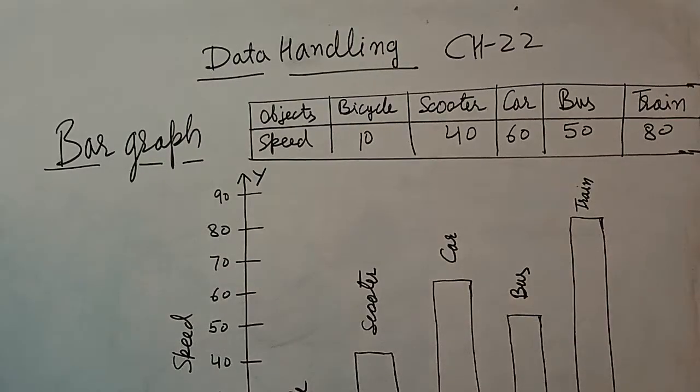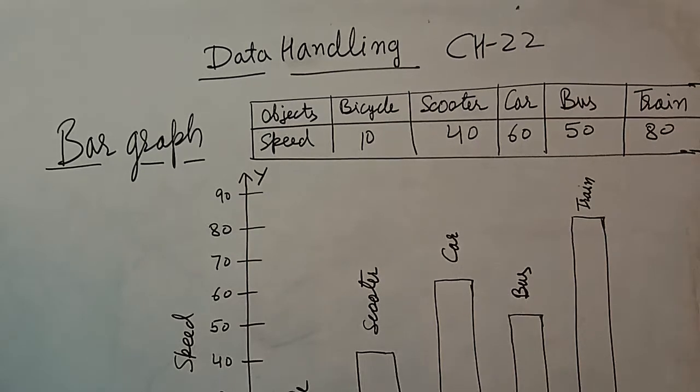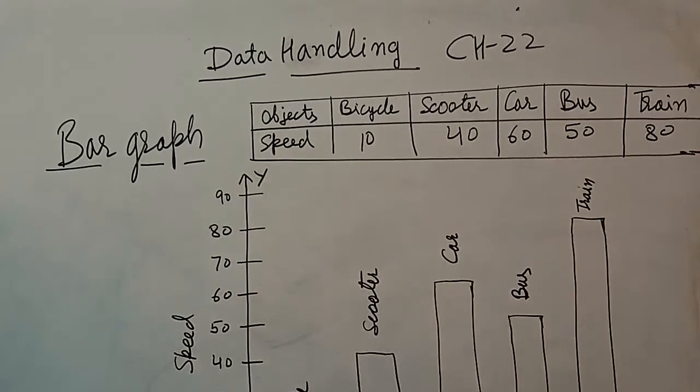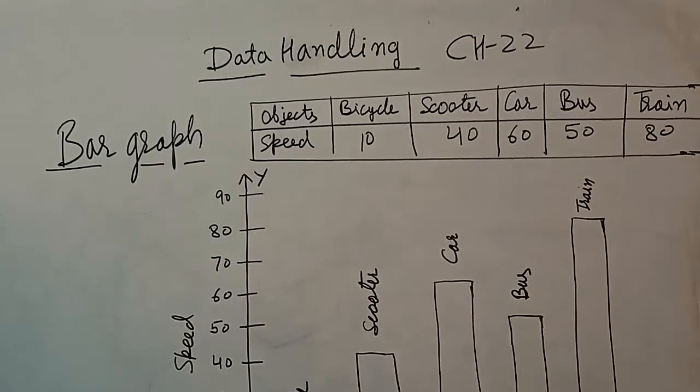Children, I am explaining how to make a bar graph. Here I am taking one example in which the objects bicycle, scooter, car, bus, train are given and the speeds of them are also given. Bicycle 10, scooter 40, car 60, bus 50 and train 80. The speeds are in kilometers per hour and we have to make a bar graph.